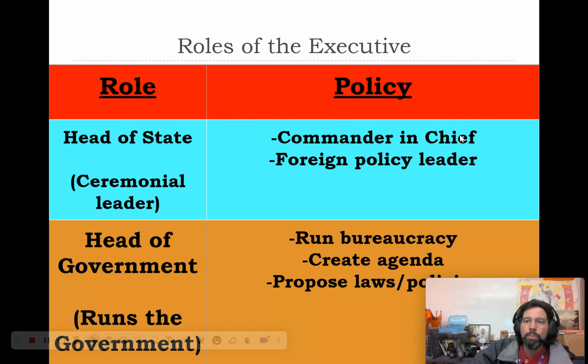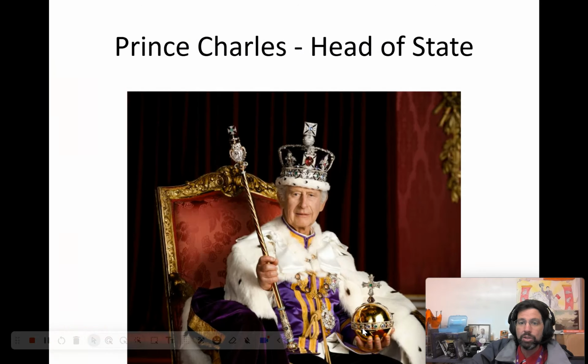Now, speaking of the prime minister, the executive branch has two roles. One is to be head of state, which is your international symbol for being the leader of your country. Another is the head of government. They run the bureaucracy, they create the agenda of what the government's going to do, they enact laws, and they propose laws that they hope get passed.